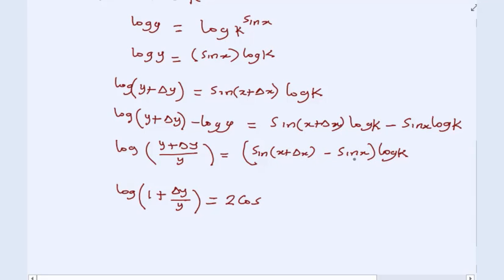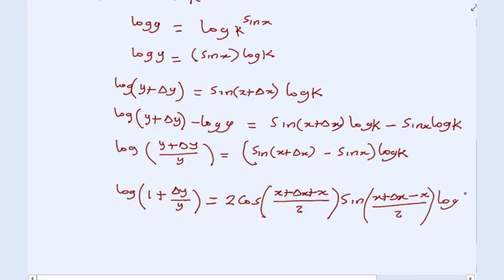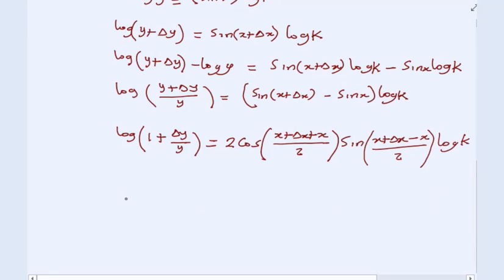Our a is s plus delta s, our b is s. So this one will become 2 cos of (a plus b), don't forget, all over 2. Then I have sine of (s plus delta s minus s) all over 2. The log k is still there, it has not cancelled out, so I have all over log k. So what will happen after that?